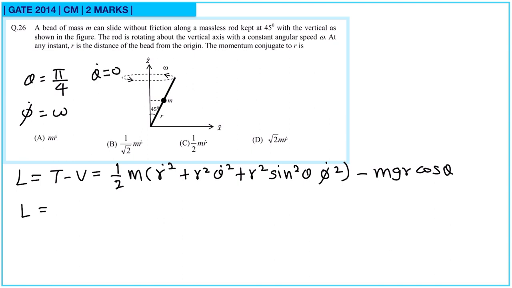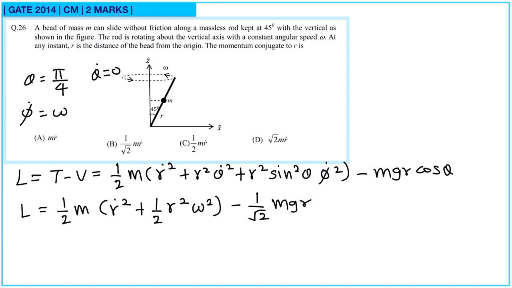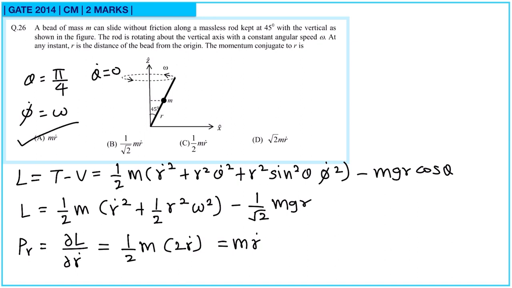So L is equal to half m, here we have r dot square. Second term is 0. From the third term, sin theta is sin pi by 4 square, which is 1 by 2. So plus 1 by 2 r square omega square, minus cos theta is 1 by root 2, so 1 by root 2 m g r. This is the Lagrangian. And momentum conjugate is p r, which is dou L by dou r dot. That is equal to half m and 2 r dot, which is m r dot. Option A is correct.